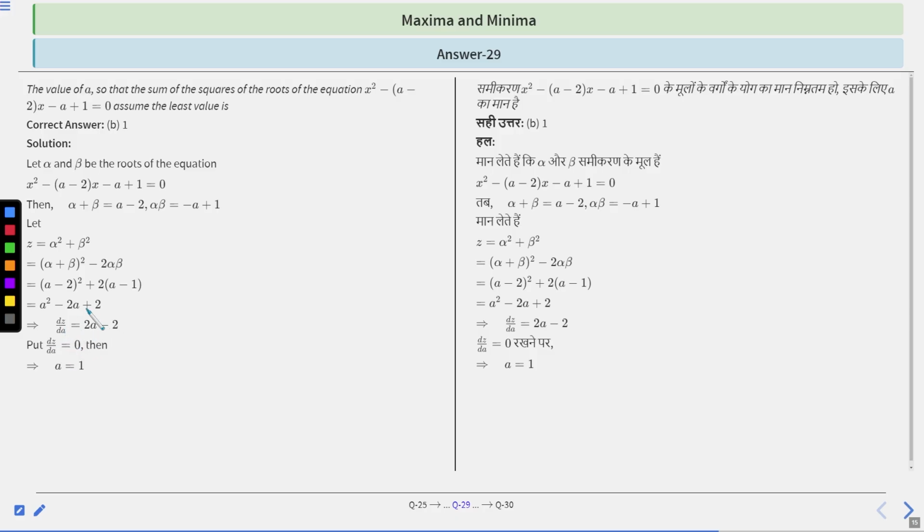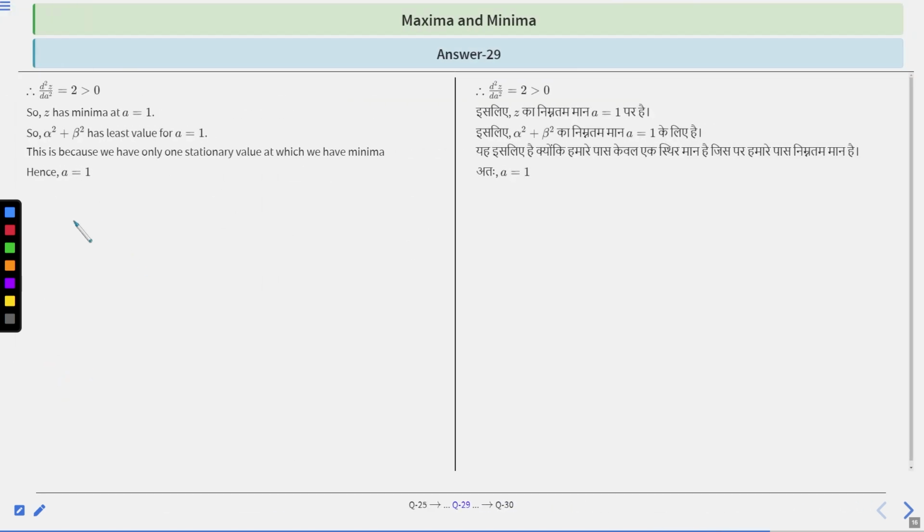Now, we have to find the critical point. So, dz upon da is equal to 2a minus 2, right? Put dz upon da equal to 0, then a is equal to 1. Now, when we calculate d square z upon da square, it is equal to 2, which is greater than 0, right? So, z has a minimum at a equal to 1, right? So, alpha square plus beta square has the least value for a equal to 1.